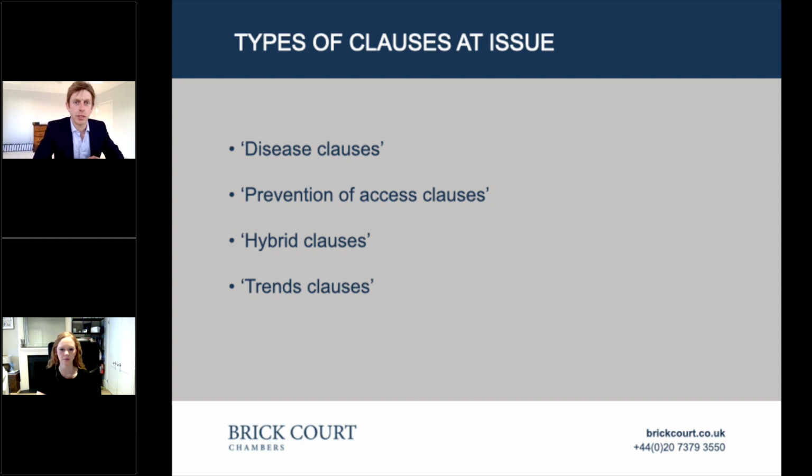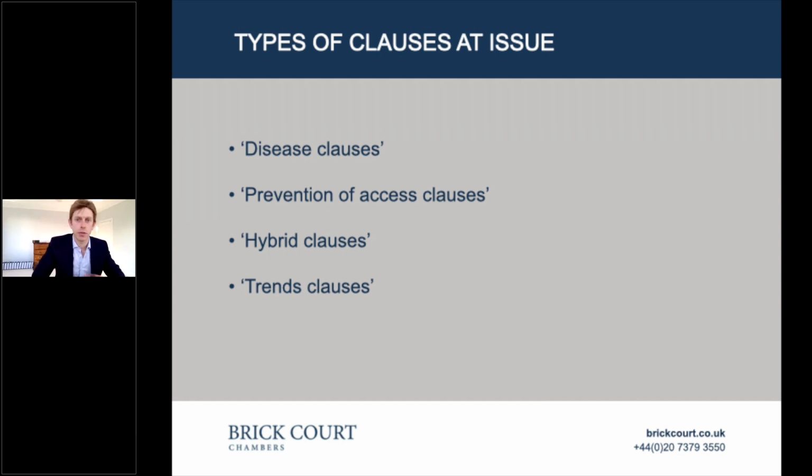First, the so-called disease clauses. These are clauses which provide cover for business interruption caused by an occurrence or manifestation of a notifiable disease within a specified radius of the insured premises. Secondly, prevention of access clauses. In other words, clauses that provide cover for business interruption caused by public authority measures which prevent or hinder access to or use of the insured premises. And thirdly, hybrid clauses, which combine elements of both the disease clauses and the prevention of access clauses.